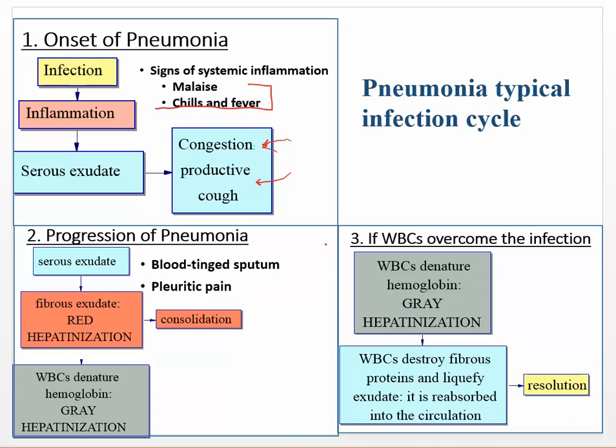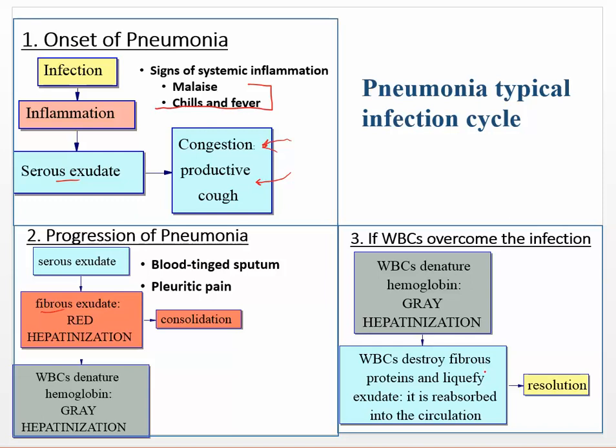Now, that's from the serous exudate that was initially being formed, and now it's turning into fibrous exudate that may have some blood in it, blood cells. So white blood cells are going to move in. They're going to try to fix the problem, and as white blood cells form and die, they can form a grayish color, gray hepatinization. If the white blood cells overcome the infection, they're going to denature the hemoglobin, which is going to cause that gray color, and they destroy fibrous.